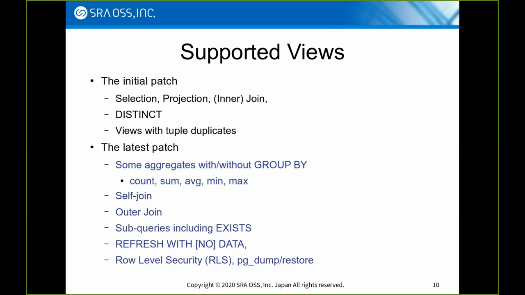In the initial patch, we supported selection, projection, inner join, distinct clause, and views with tuple duplicates. Additionally, the current patch supports also some aggregates, self-join, outer join, subqueries, including exists clauses. It also supports refresh with no data commands, row level security, and pg_dump and restore. I'll also explain this progress in this talk.